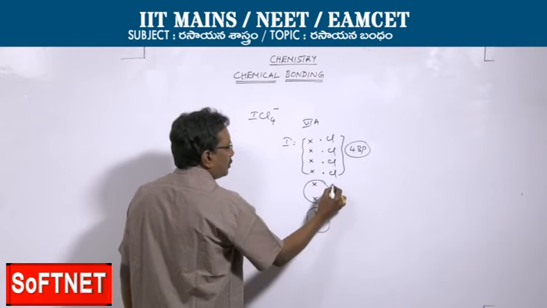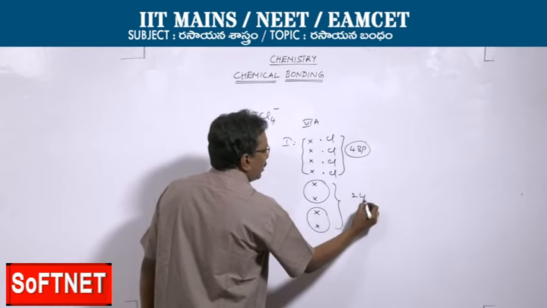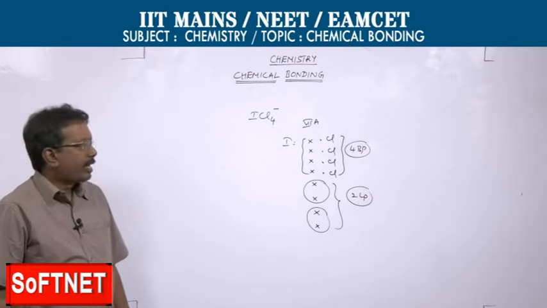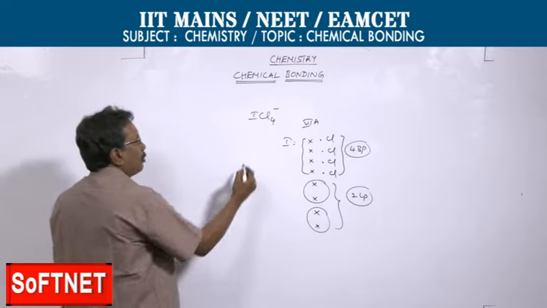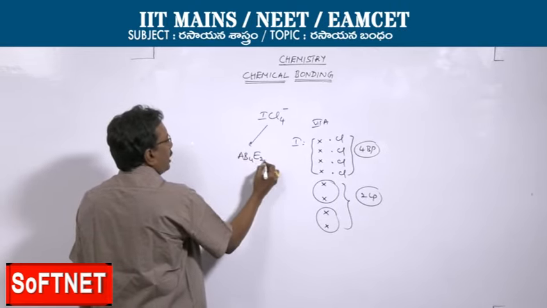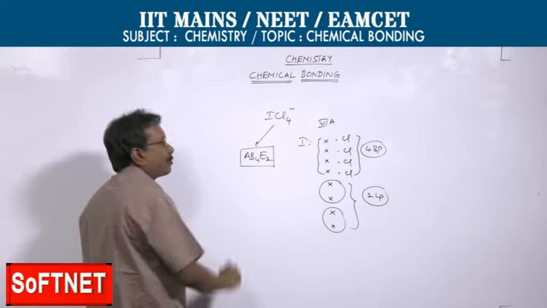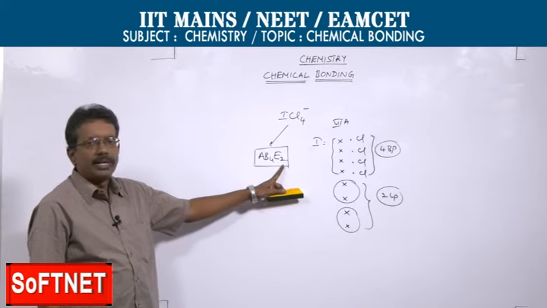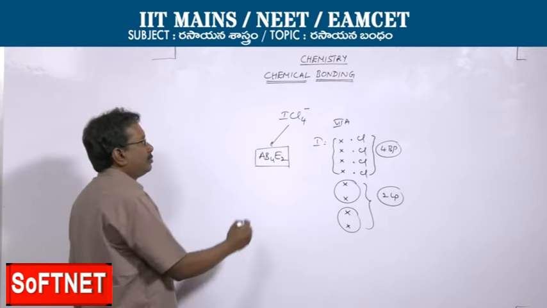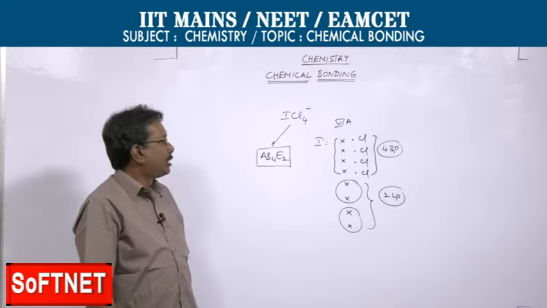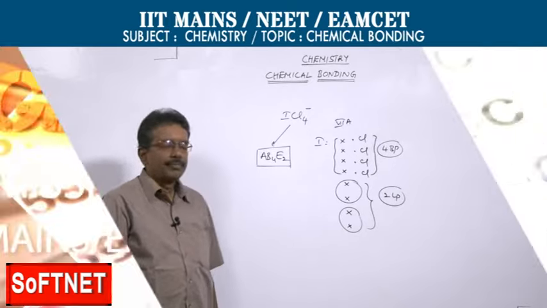So overall, the ion contains 2 lone pairs near the central atom. Overall this molecule is called AB4E2 type. Then according to VSEPR theory, if we have 4 bond pairs and 2 lone pairs near the central atom, the shape of this molecule is square planar. The molecular shape is square planar structure.